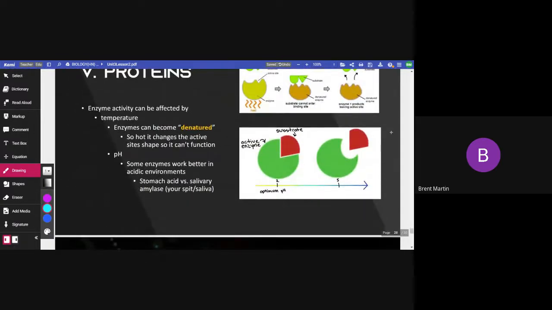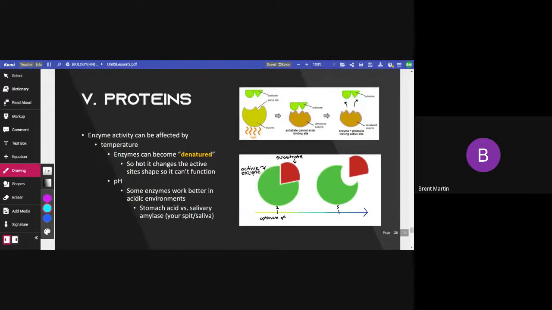Now, enzyme activity, this can be on the EOC too. Enzyme activity, which means how well they work, can be affected by two things: temperature and pH. If it gets too hot, enzymes can become denatured. Make sure you remember that word. All that means is that it's so hot that it changes the active site shape. And if you change the active site shape, like you see this area right here got real hot, it jacks up the active site. Now can those substrates attach? No, they don't match the shape. So if that happens, that's what it means to be denatured.